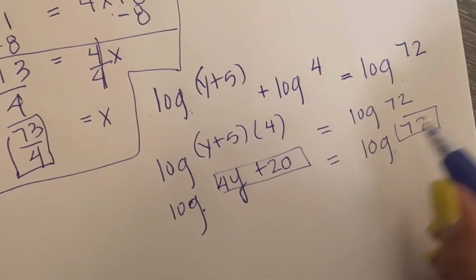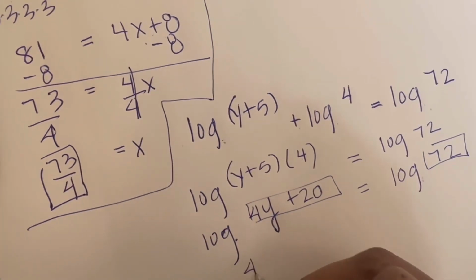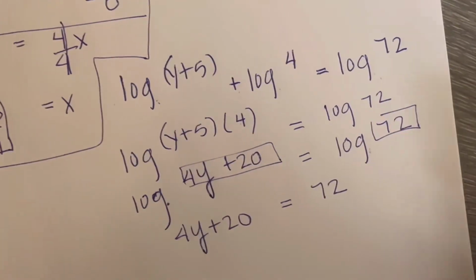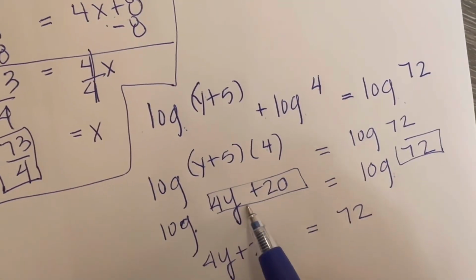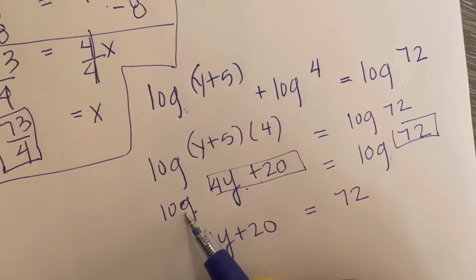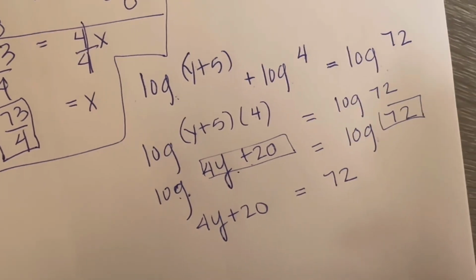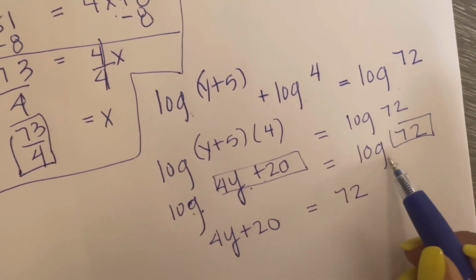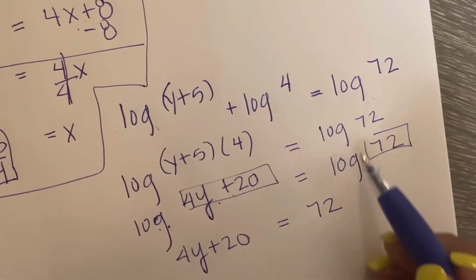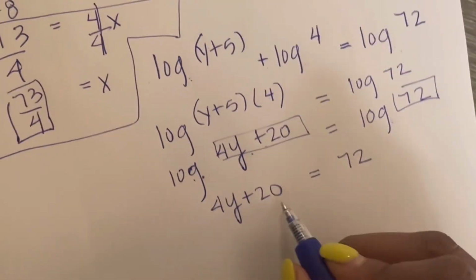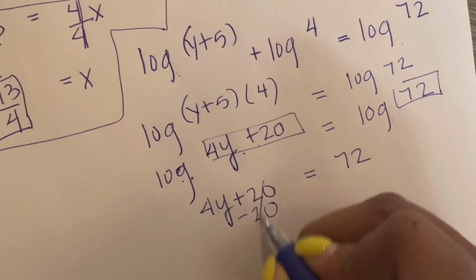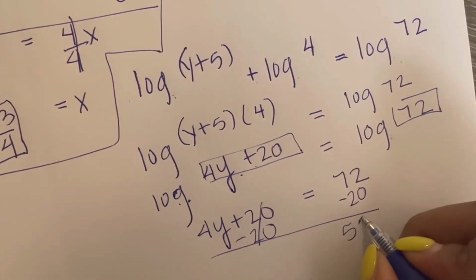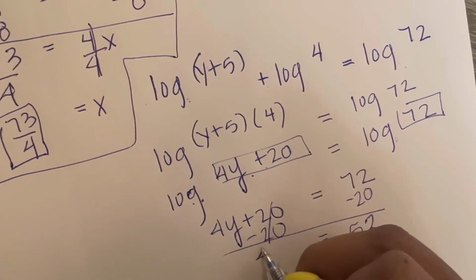If you have the same base, you can set the arguments equal to each other. So make sure you show your work that you're setting these arguments equal to each other, because we're looking to solve for y. We're dropping the logs because we don't need them. This is a rule that if you are equaling the same base log, which is base 10 here, you can equal the arguments. So solve for y like normal, subtract 20 to get rid of that. 72 minus 20 is 52.